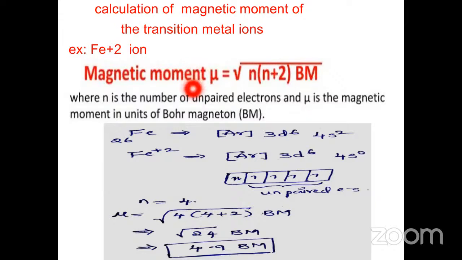In last class, we discussed the properties of transition elements: atomic and ionic sizes, ionization enthalpies, oxidation states of transition metals, and how to calculate the magnetic properties. We discussed how to calculate the magnetic moment of a given ion.